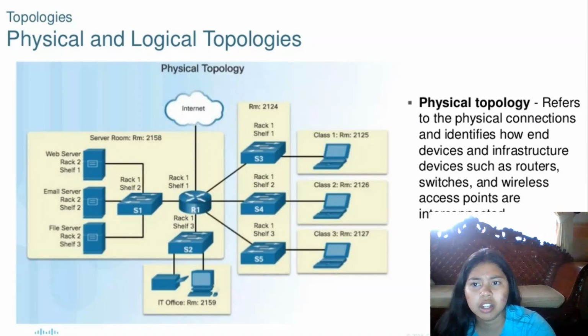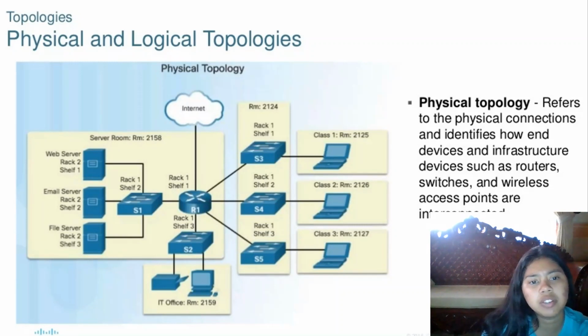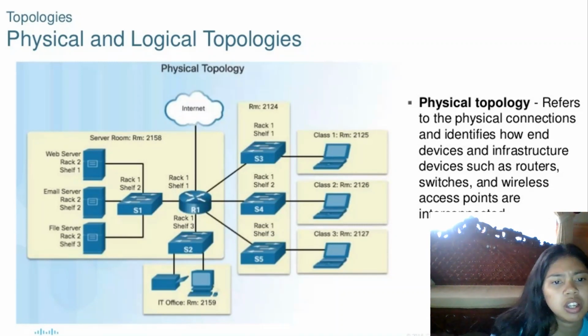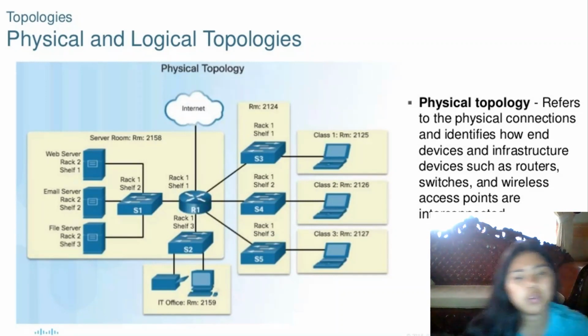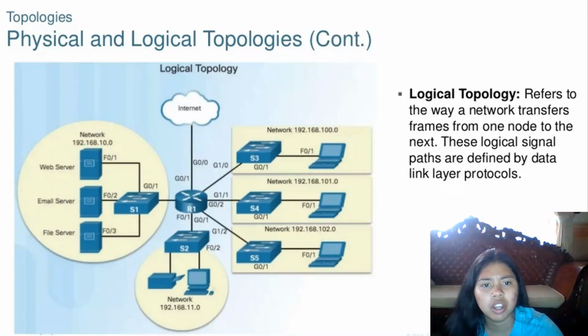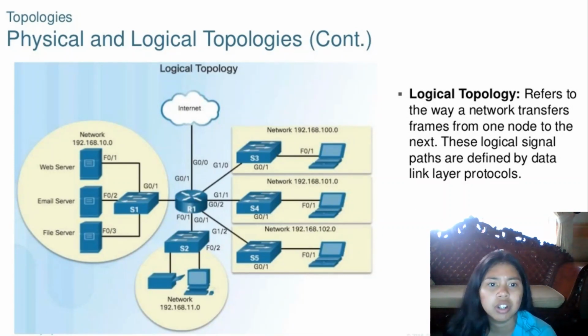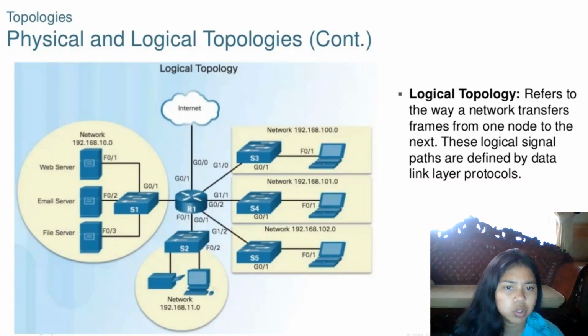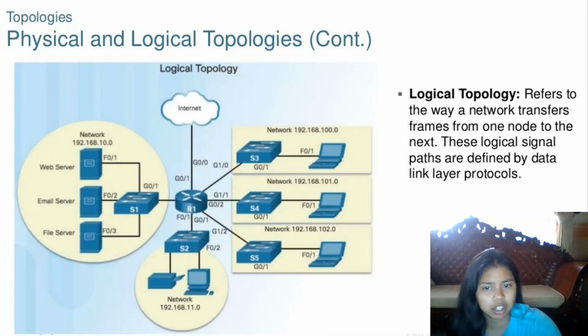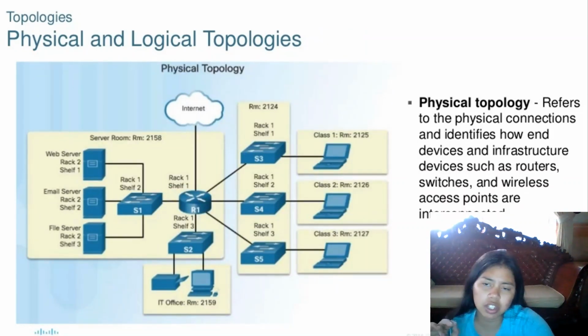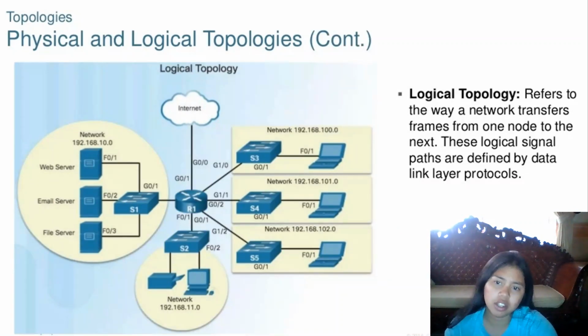The physical and logical topologies. The physical topology refers to the physical connections and identifies how end devices and infrastructure devices such as routers, switches, and wireless access points are interconnected. The logical topology refers to the way a network transfers frames from one node to the next, in logical signal paths defined by the data link layer. This is how the physical topology works, and this is how the logical topology works.